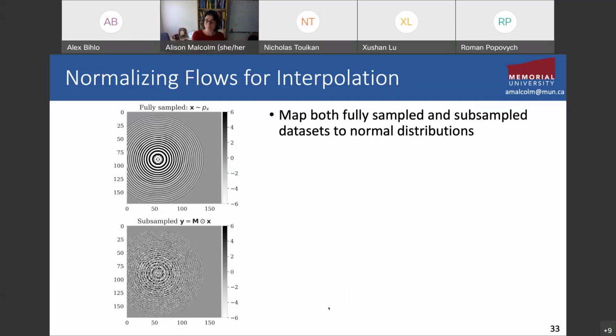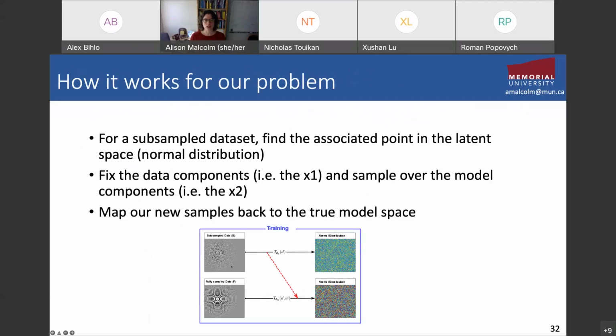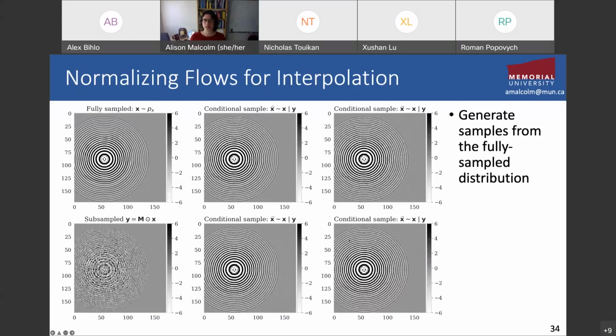Then we come back to our fully sampled data set. So here's our initial subsample data. Here's our fully sampled data. And here are samples that we've drawn from our final distribution that we're trying to estimate. So if we come back to this figure, these are samples where we've gone from here to here and then back over to here, okay? And that gives us, here you can see, 4 examples of the interpolated data.